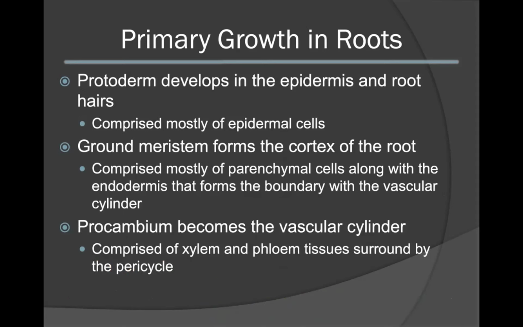When examining the primary tissues, the protoderm will develop into the epidermis and into the root hairs. This is comprised mostly of epidermal cells. The ground meristem will eventually form the cortex or bulk of the root. This is comprised mostly of parenchymal cells along with the endodermis that will form the boundary with the vascular cylinder. The procambium eventually forms the vascular cylinder. This is comprised of xylem and phloem tissues surrounded by a pericycle.